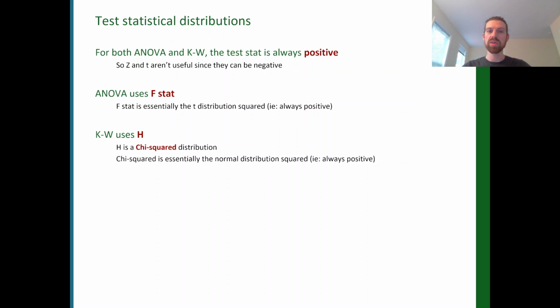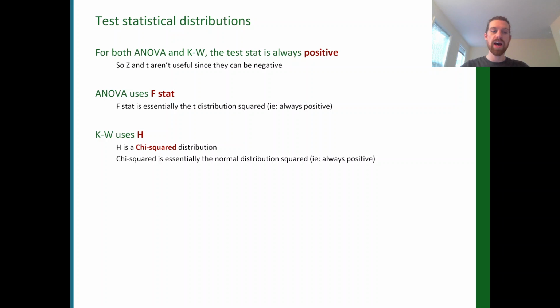So in terms of the actual statistical tests that we'll be carrying out, the test statistics for these different tests will always be positive in this case. So we can't use the Z distribution or the T distribution as we've used in previous examples, because obviously they can be negative. So here for the ANOVA, we'll be using the F statistic, which isn't complicated. It's just the T distribution squared, okay? And that obviously always produces a positive result.